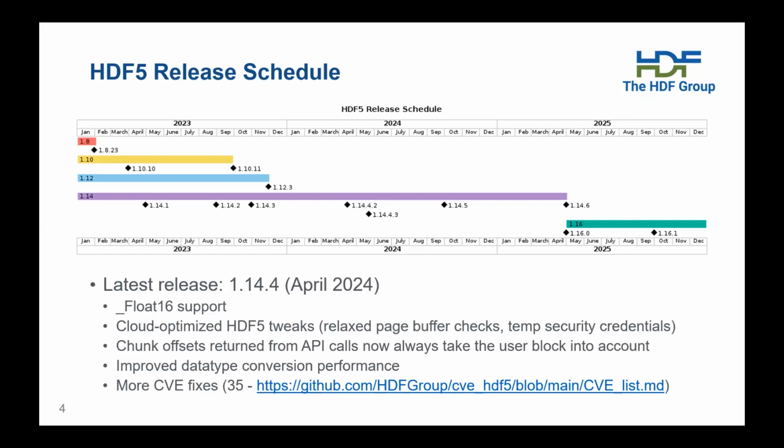We've got some cloud optimized HDF5 tweaks in there. We've relaxed the page buffer checks to make it easier to work with cloud optimized HDF5. We've enabled allowing temporary security credentials. We fixed a bug with some chunk offsets. So if you're looking to dive into the chunk offsets using the API, now we take the user block into account, which is a place where you can put some extra stuff at the beginning of the HDF5 file. We've improved data type conversion performance. And in this last release, somebody fixed and committed to us 35 CVE issues that are out there now. So you probably do want to update to 1.14.4.